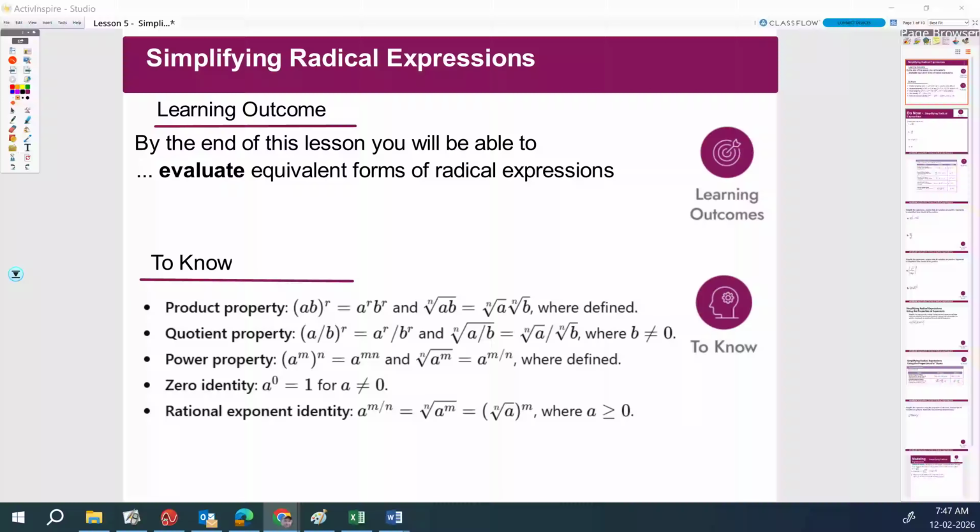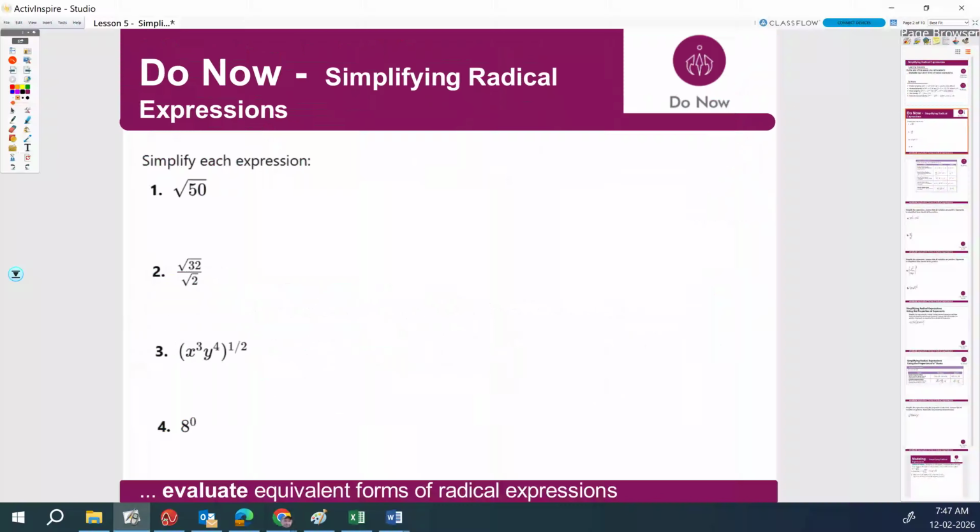Okay, so today we're just going to continue looking at simplifying radical expressions. Take a few minutes to have a go at these questions, just to warm up.